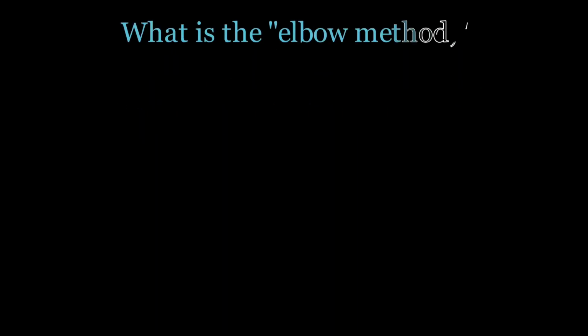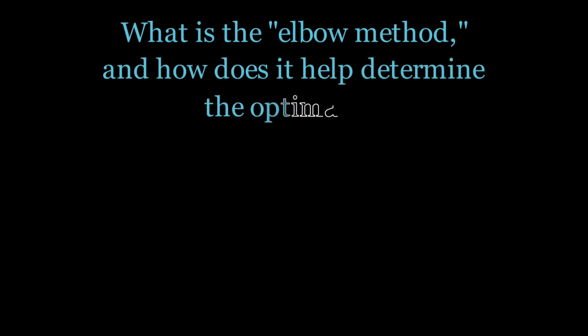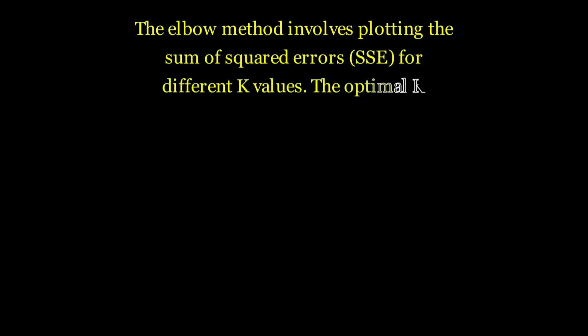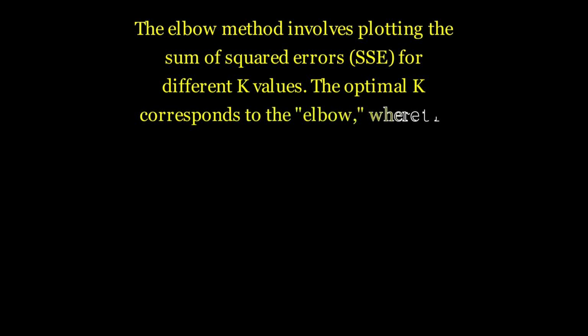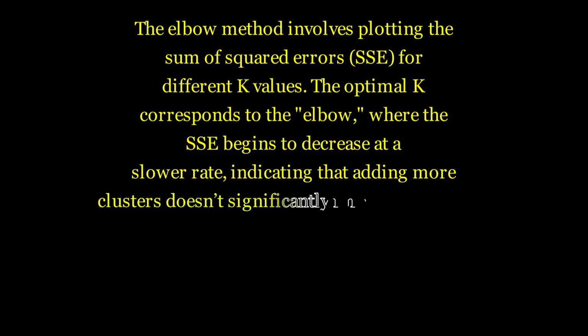What is the elbow method and how does it help determine the optimal K? The elbow method involves plotting the sum of squared errors, SSE, for different K values. The optimal K corresponds to the elbow, where the SSE begins to decrease at a slower rate, indicating that adding more clusters doesn't significantly improve the model.